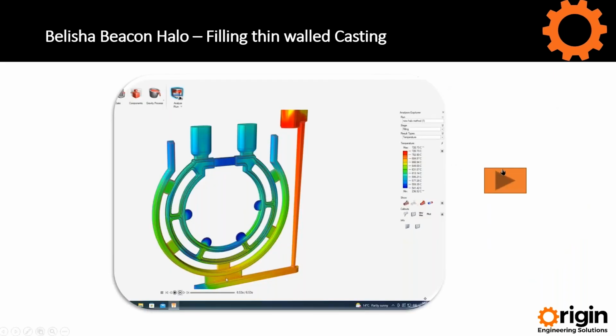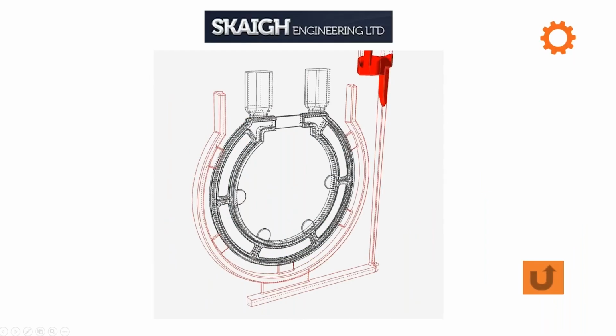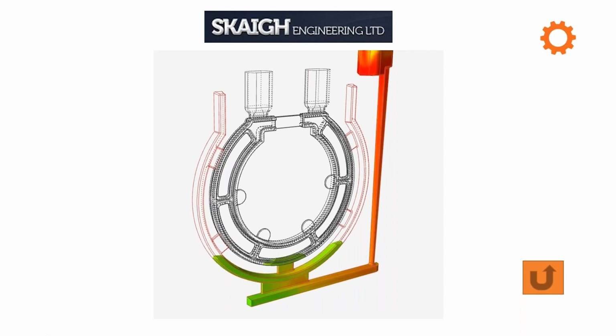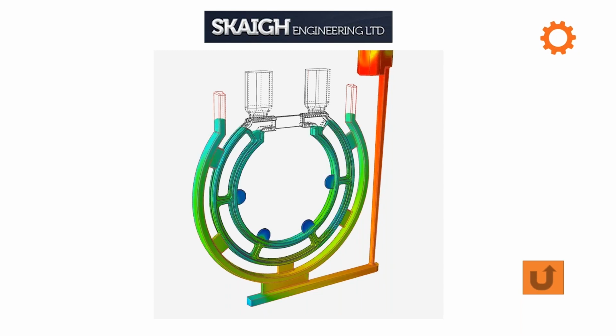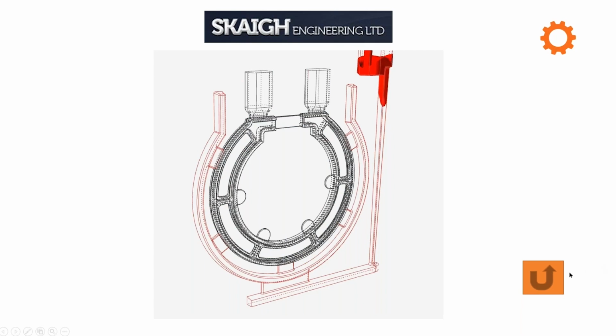So we did a filling analysis. As you can see, it's a single pour down, a single control down sprue. We need to get the metal distributed evenly throughout the casting, so we have multiple gates around that casting. So yeah, it looks all nice and pretty, nice laminar fill, but we can go a little bit better than that.